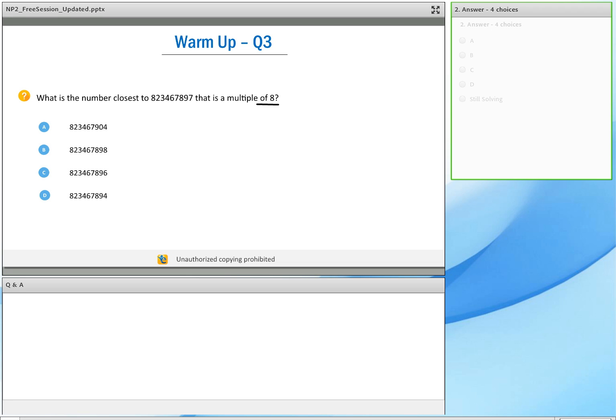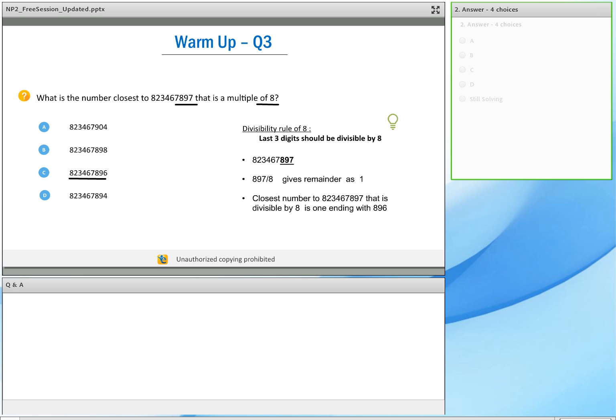And we say, hey, if it has to be a multiple of 8, let's figure out the divisibility test for 8. And what's the divisibility test for 8? The last 3 digits in any particular number should be divisible by 8. So we look at 897 over here. What's the number that's closest to this number that's a multiple of 8? We divide 897 by 8, and that gives us a remainder 1. So if it gives us a remainder 1, then which is the number closest to this that is divisible by 8? You subtract 1 from this and you get to this number.